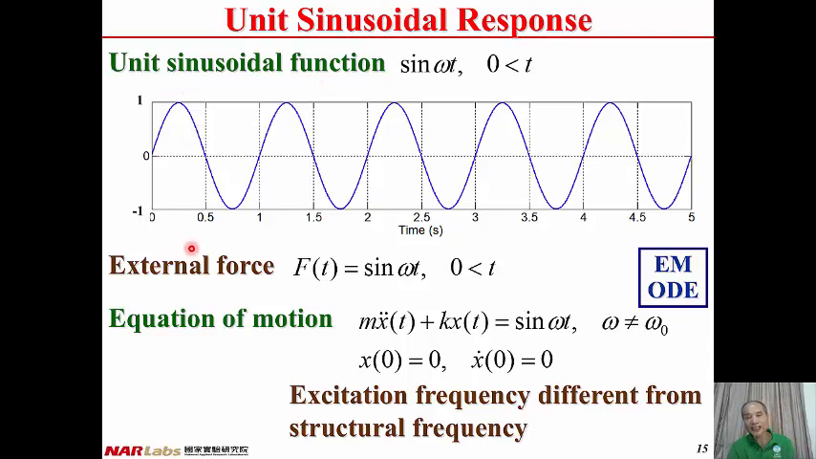If the external force is assigned to be unit sinusoidal function, f(t) equal to sine omega t, and we are only interested for the term t larger than 0, then we substitute this external force into the equation of motion. We have m x double dot plus k x equal to sine omega t. And omega is the excitation frequency. It is different from the structural frequency omega 0. And here are two initial conditions. Initial displacement equal to 0. Initial velocity equal to 0.